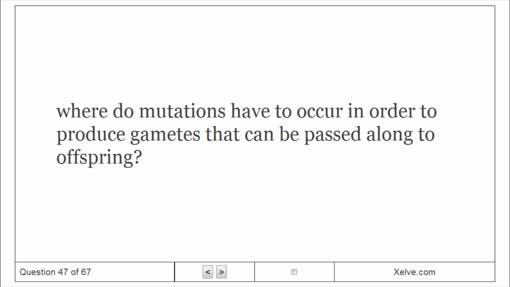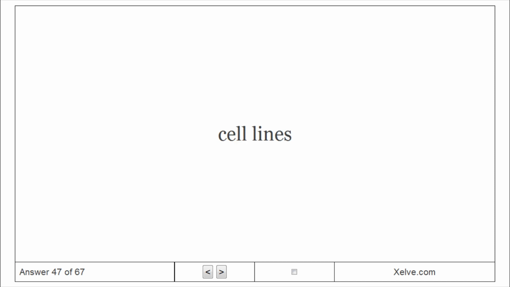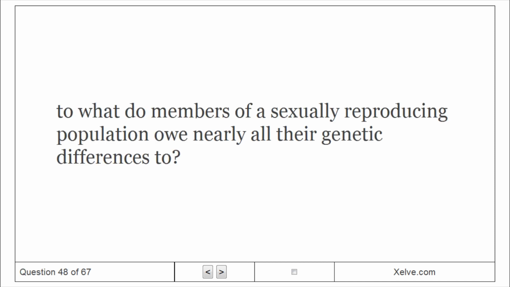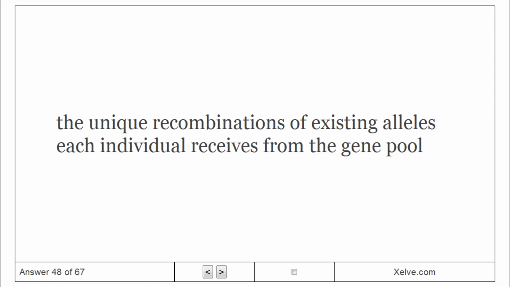Where do mutations have to occur in order to produce gametes that can be passed along to offspring? Cell lines. To what do members of a sexually reproducing population owe nearly all their genetic differences? The unique recombinations of existing alleles each individual receives from the gene pool.